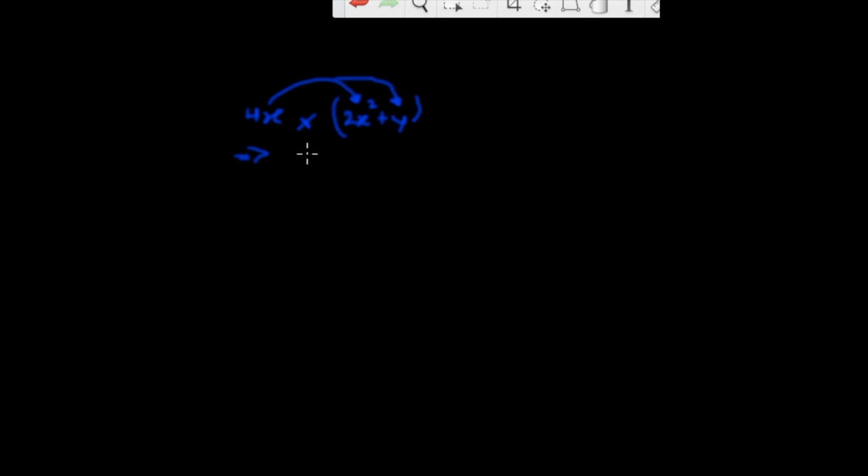So you'd have 4 times 2, which is 8. And then if you know how to multiply with exponents, it will be x to the power of 2 plus 1, plus 4xy. And then the final answer would just be 8x cubed plus 4xy.